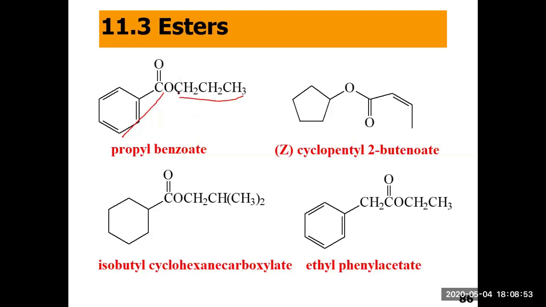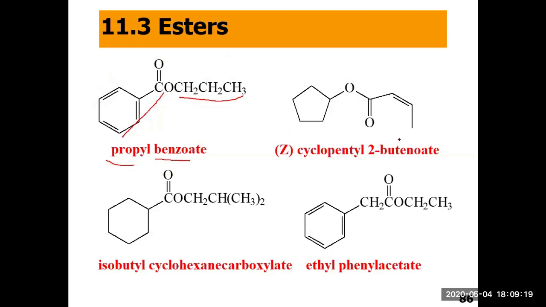Okay, so if we look at the alkyl group, this one has 3 carbon atoms. So this is your propyl. And if we look at the acyl group, this one is called your benzoate. So the name for this one is propyl benzoate. Right, so let's try to move on to the next example.